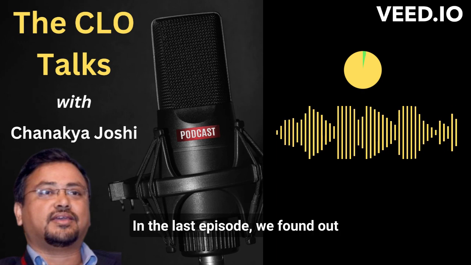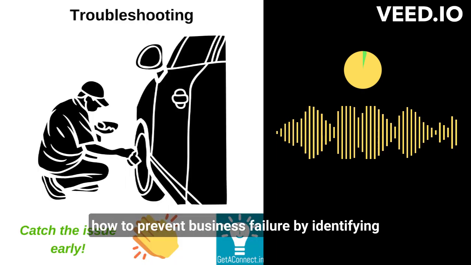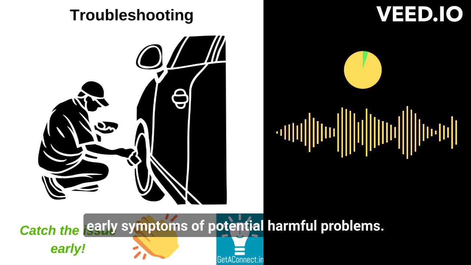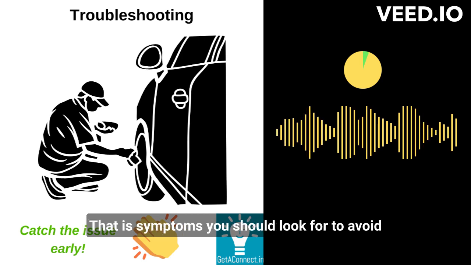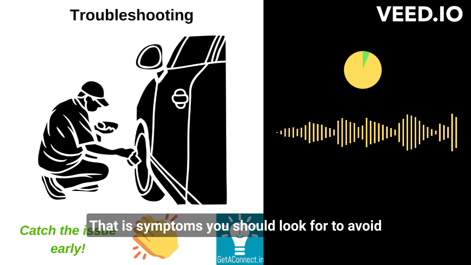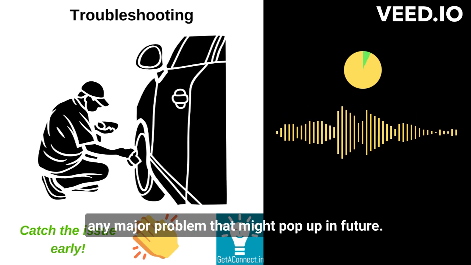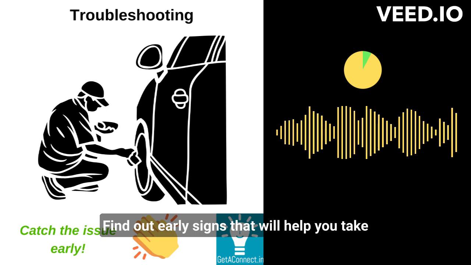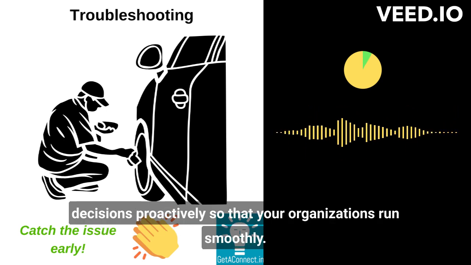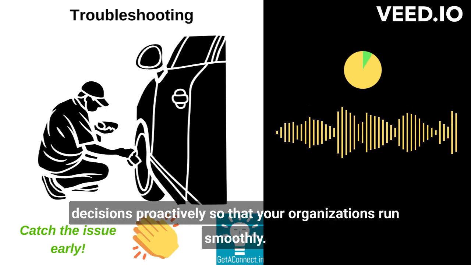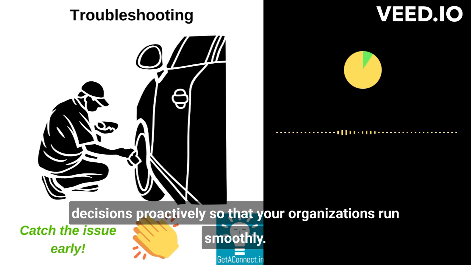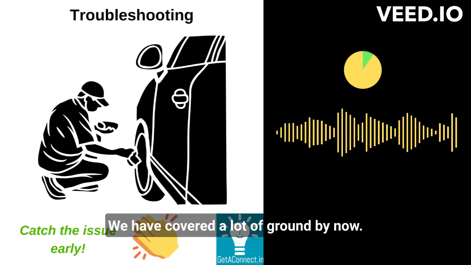In the last episode, we found out how to prevent business failure by identifying early symptoms of potential harmful problems, that is, symptoms you should look for to avoid any major problem that might pop up in future. Find out early signs that will help you take decisions proactively so that your organizations run smoothly. We have covered a lot of ground by now.